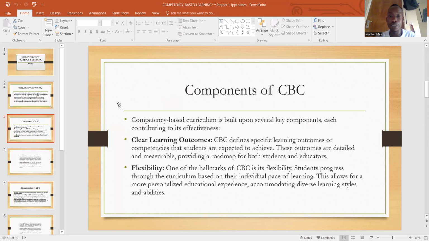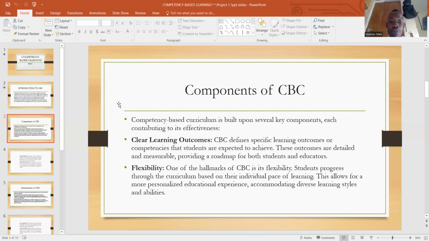The components of CBC. Competency-based curriculum is built upon several components, each contributing to its effectiveness. The first component is clear learning outcomes. CBC defines specific learning outcomes or competencies that students are expected to achieve. These outcomes are detailed and measurable, providing a roadmap for both students and educators.